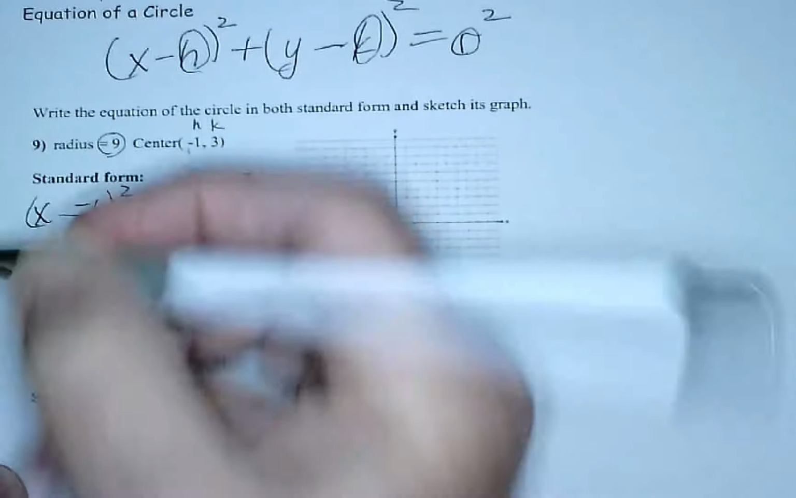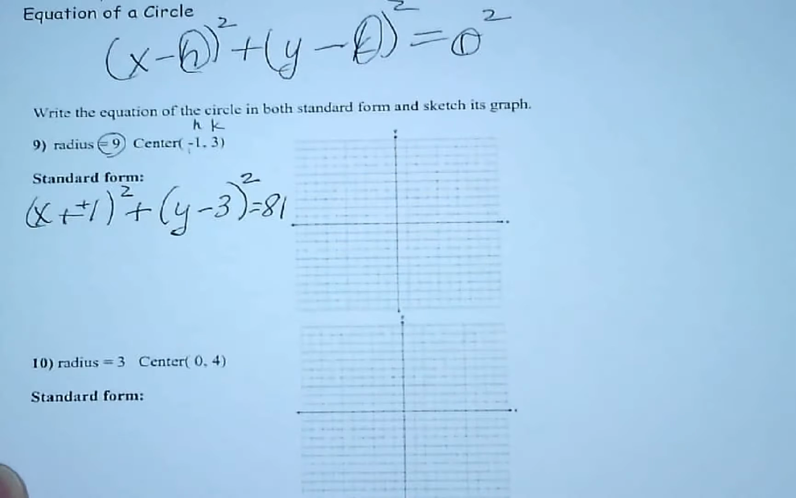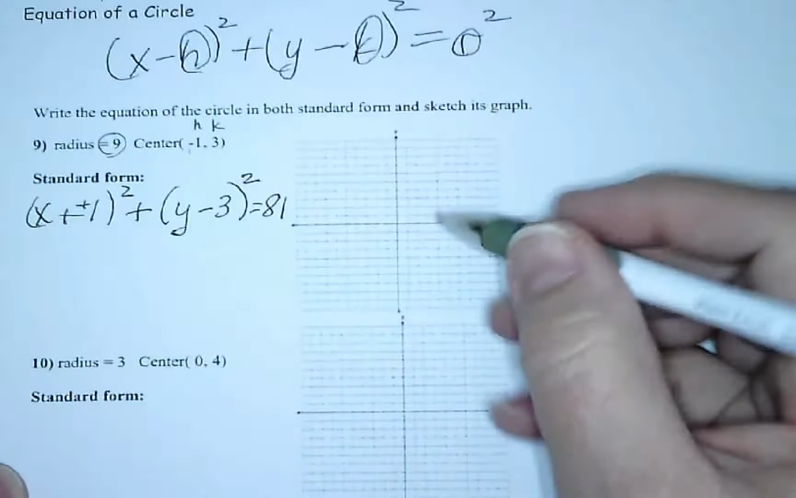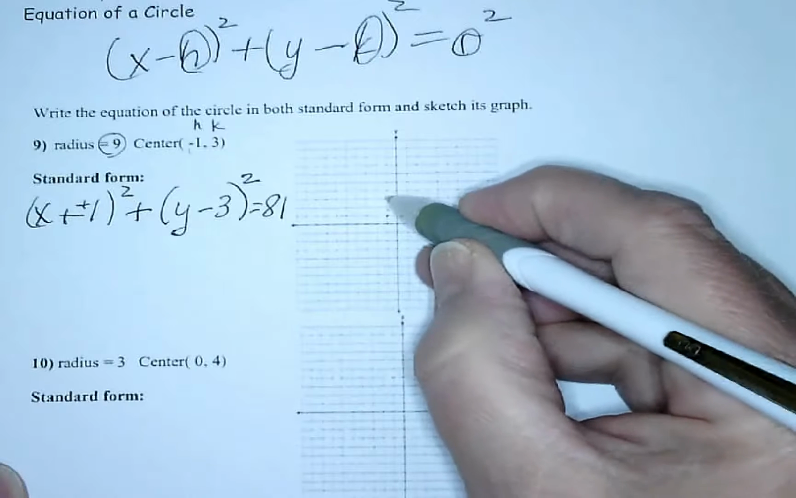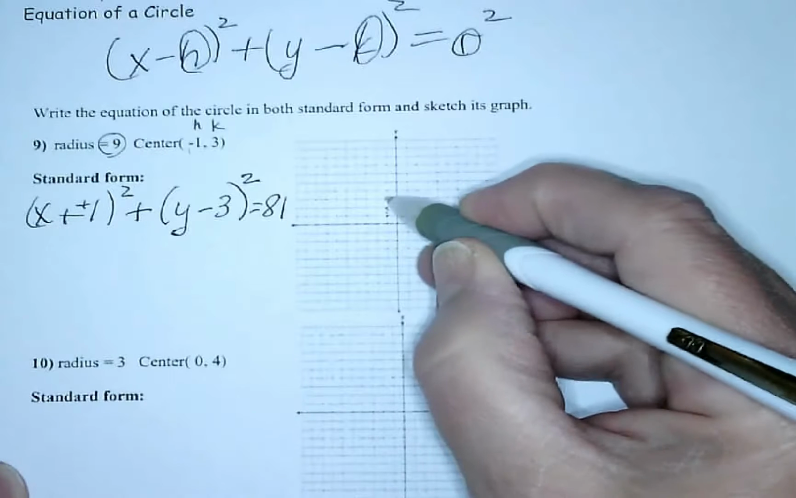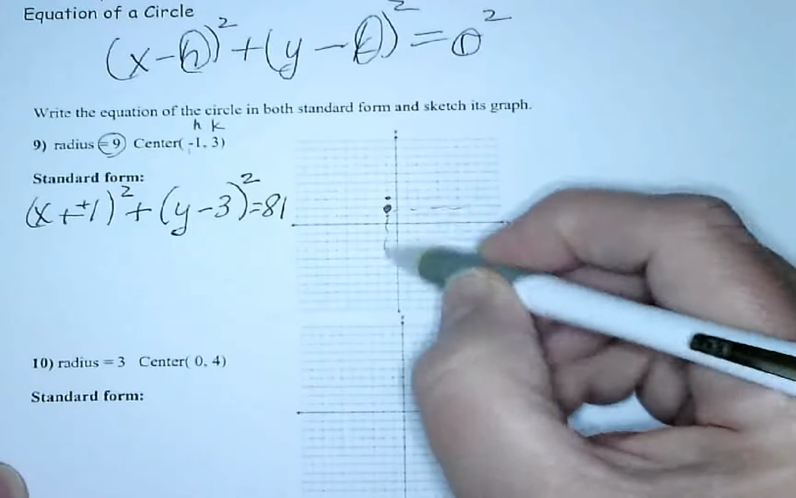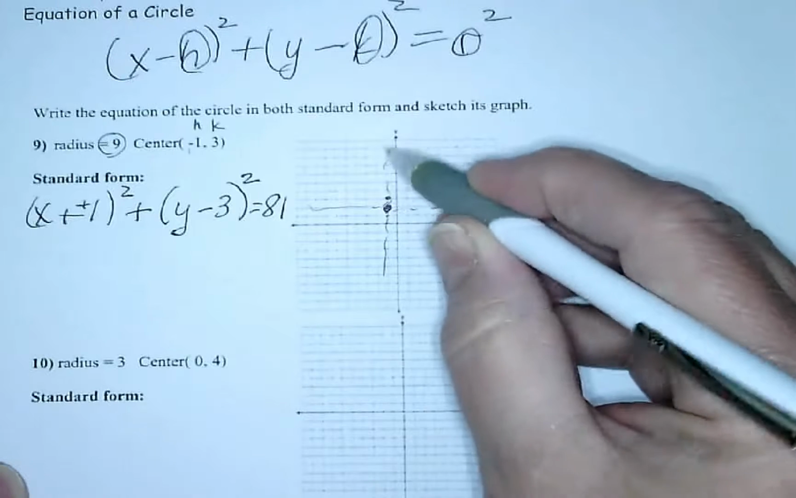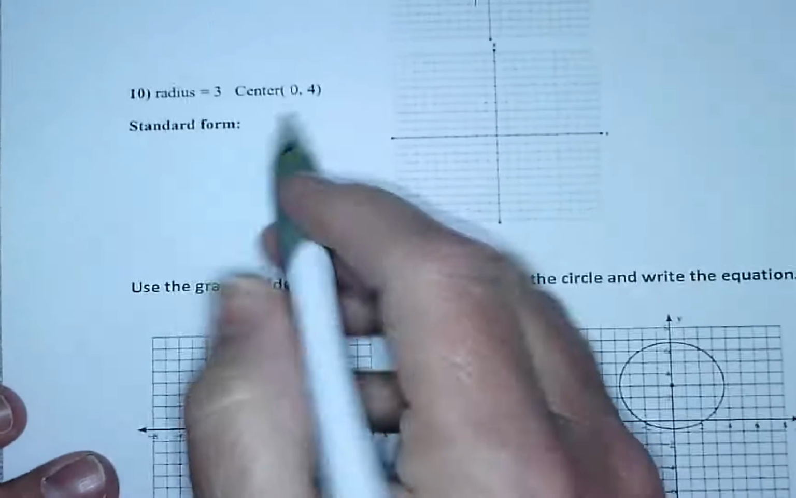Now you can see here we've got a minus a negative, so that's going to be my plus, and there's my standard form of the equation. We would sketch it just like we did on the front side, where I would find the center. It's kind of hard on these little ones. Oops, right there. And then I would count out 9. I'm not going to take the time to do that, but you know, count out 9 in all directions, and then sketch your circle.